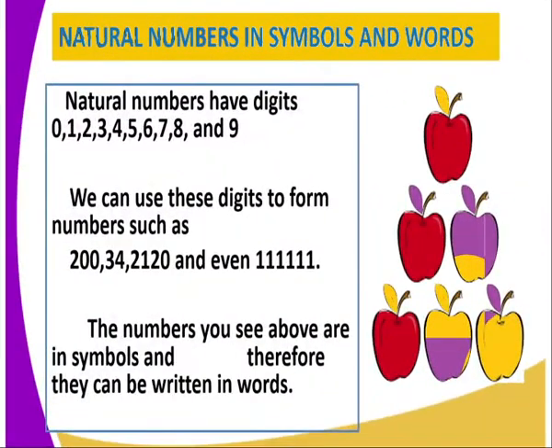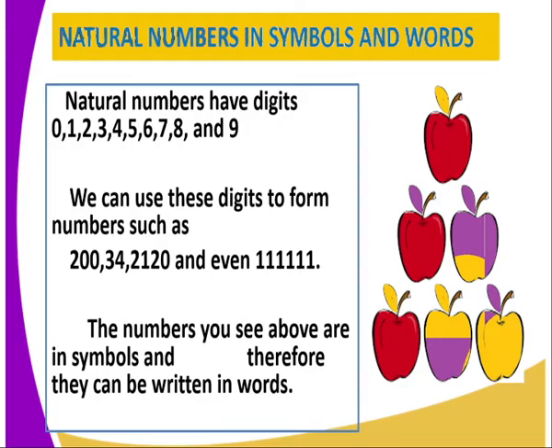Let us start with the natural numbers in symbols and words. Natural numbers actually have digits as 0, 1, 2, 3, 4, 5, 6, 7, 8, 9. Those are what we call natural numbers from 0 to 9. We can use these digits to form so many numbers. For example, you can have 200, 34, 21, 20, 11, 1, any number that you know. That is, you just mix up the natural numbers and you get the digits.